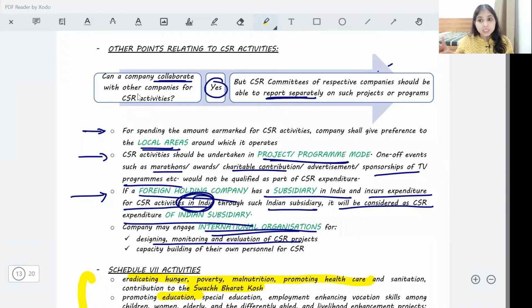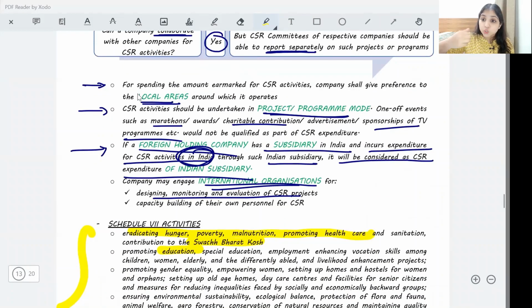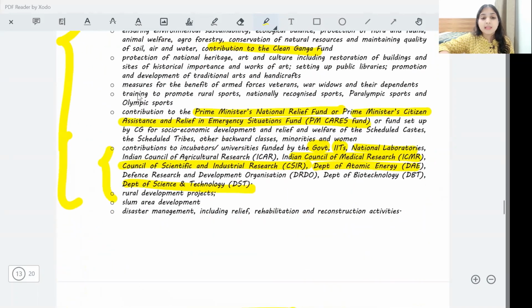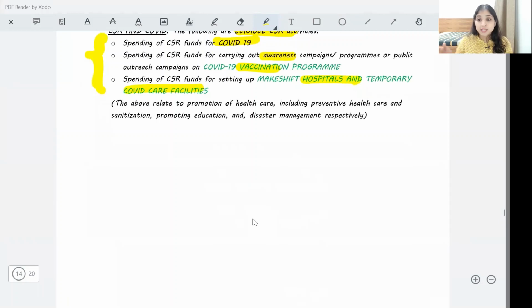Then we learned companies can do together also, but they should be able to report separately. Give preference to local areas. Don't do one-off events. Foreign companies spending through Indian subsidiary as if Indian subsidiary is spending. And then we learned what are the Schedule 7 activities. And finally, we learned about the connection between CSR and COVID. With this, I hope all of you are crystal clear with our entire discussion in relation to CSR.